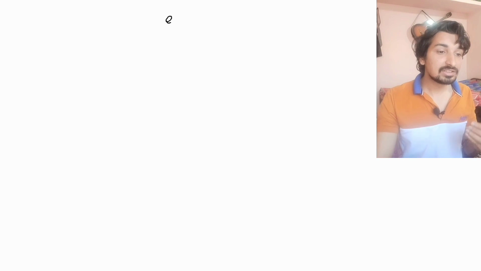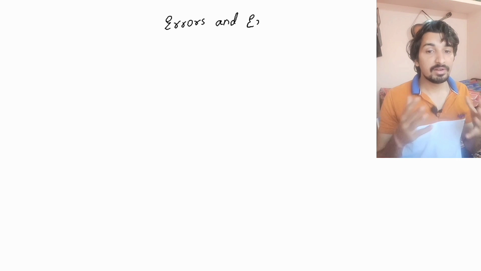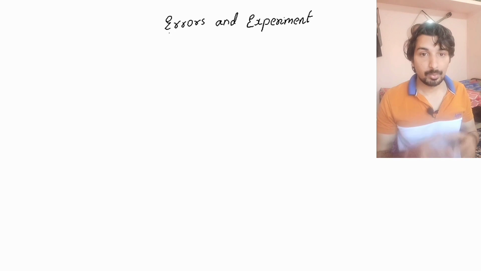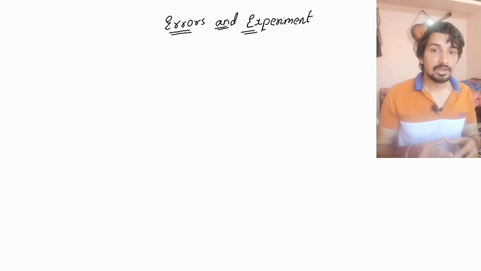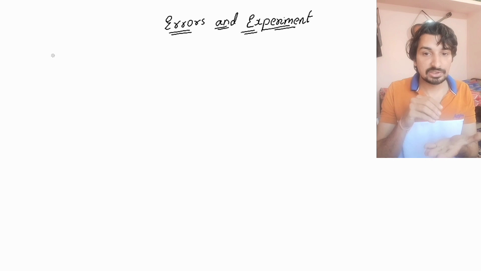So let's start errors and measurements now. Errors in an experiment, different types. Whenever you conduct any kind of experiment, or you're measuring any kind of value, for example, I'm measuring the weight of some object.